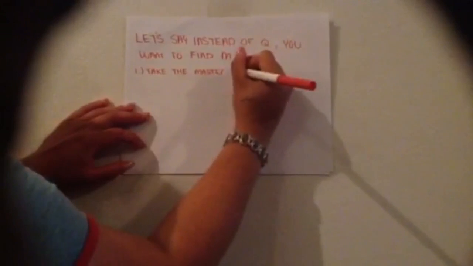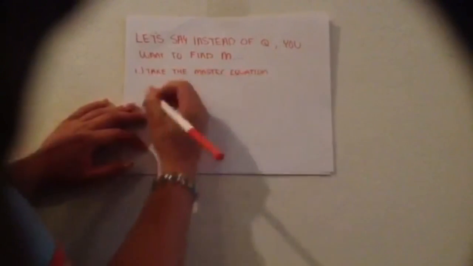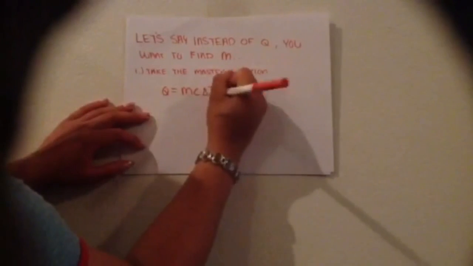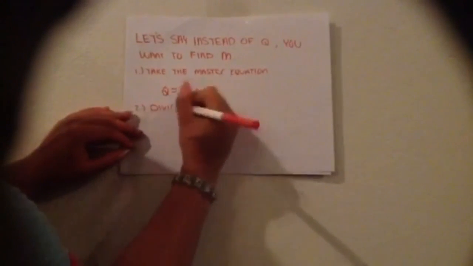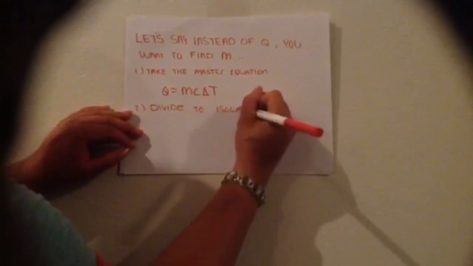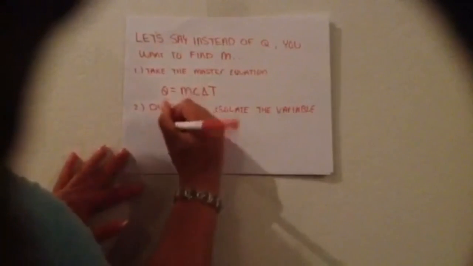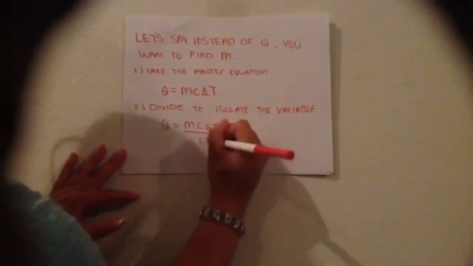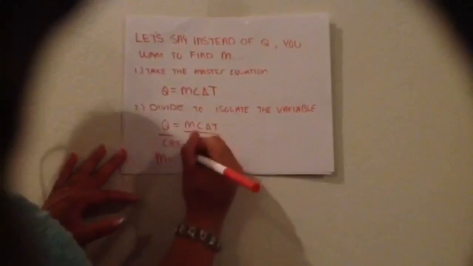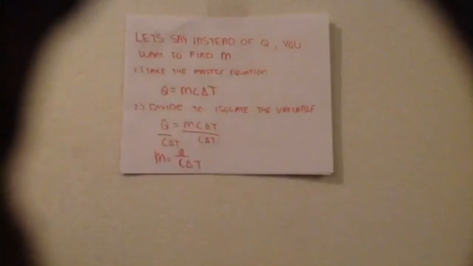What you're going to do is take that master equation, Q equals mc triangle T. That's the first step. The second step is you're going to divide both sides to isolate the variable, just like in algebra. And I know we all hate algebra, but this is chemistry and it should be easy. We're isolating mass because that's what we're looking for. So we're going to divide by C triangle T on both sides. So M is equal to Q divided by C triangle T. And that's how you find mass. It's that easy. It's the same for every single one.